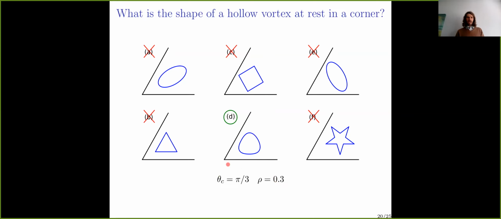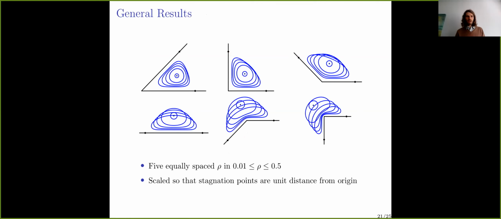And I'll show you on the next slide how you can change rho and the angle, and you get all sorts of different shapes. So this is what that looks like. These are not streamlines, so all the previous lines are streamlines. These are actually just solutions, so they're shapes of hollow vortices that on their own solve this problem, right? So I've just overlaid them for a given corner angle. I've overlaid solutions corresponding to different values of rho. And as rho becomes larger, this starts to fill in this space. And they're all scaled, normalized, so that the stagnation points here and here are unit distance from the origin.